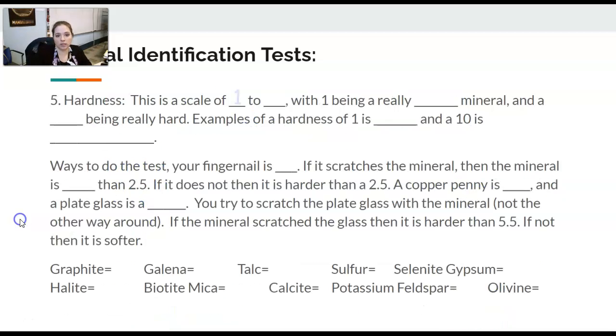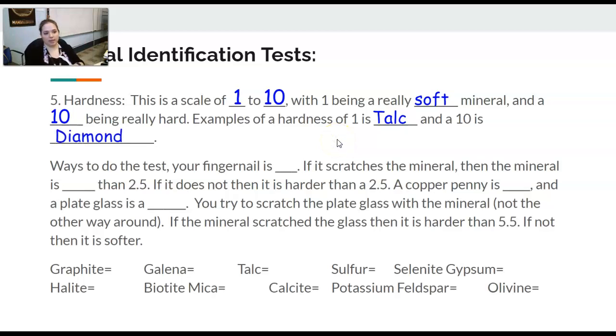This is a scale of 1 to 10, with 1 being really soft and 10 being really hard. So examples of hardness. 1. I actually have 2, but you really should write down this one. This is talc, and the other one is graphite. But the reason why I don't say graphite is because graphite can be anywhere between 1 and 2. And 10, which I do have right there, is a diamond.